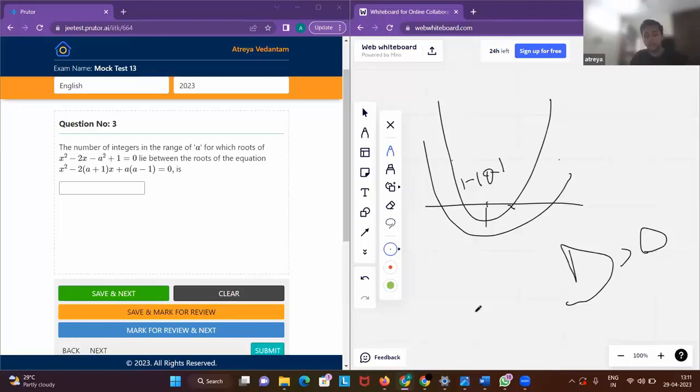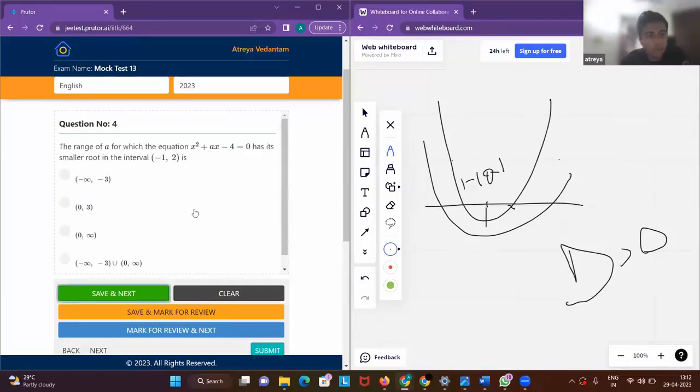So let's just verify. If A is 0, both the roots are 1. And here you have 1 plus or minus square root of 1, which makes sense. So that works. If A is 1, then you have 0 and 2 as the roots. And here you have 2 plus or minus square root of 4, which is 4 and 0, which also works. So which means the answer is 2.